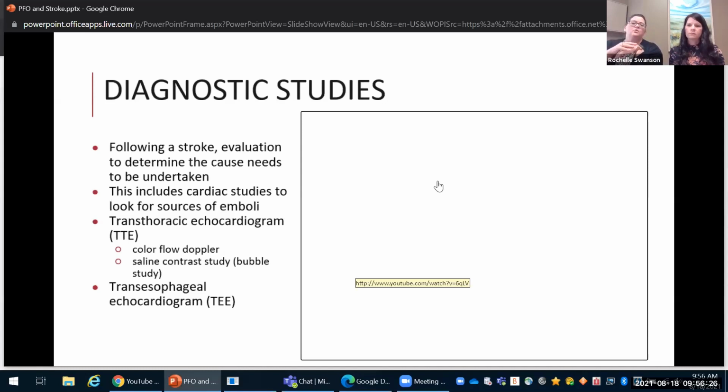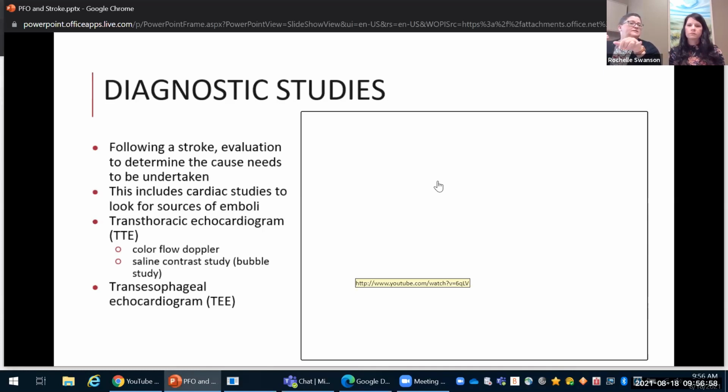Or they may do a saline contrast study, otherwise known as a bubble study, and that was what the video was of. But basically they're watching these little micro bubbles travel through. So they're injecting an agitated saline, and they're watching that. It takes a few cycles usually for them to see it, but they're watching to make sure that the bubbles are not crossing basically at the septum or where the PFO would be.